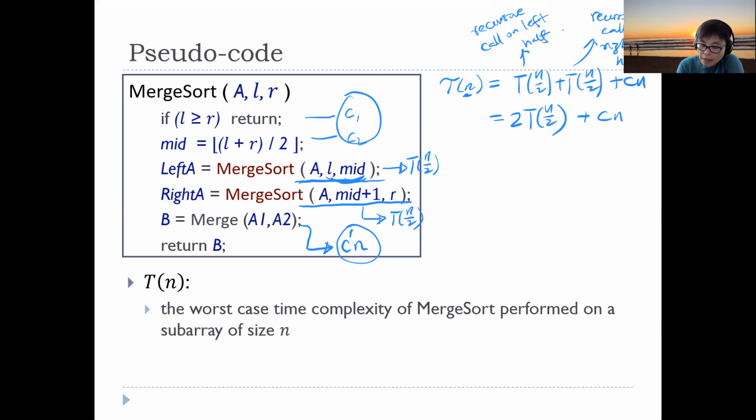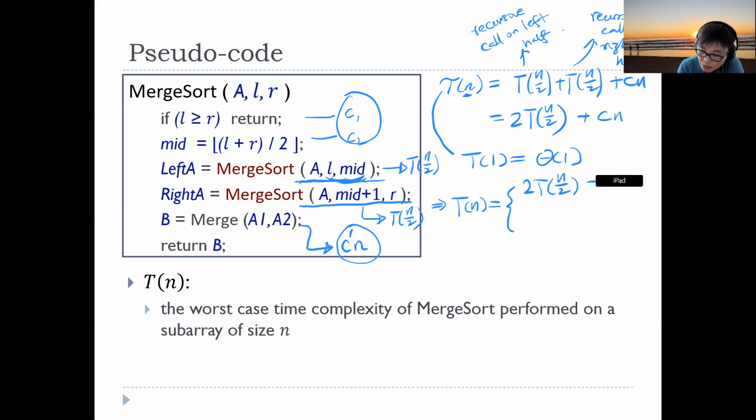And of course, we also have the termination. The termination is basically when the size becomes 1, which we know only takes constant time. So the right way to write the recurrence, putting them together, is that T of n equals 2T of n over 2 plus Cn, and T of 1 is a constant.